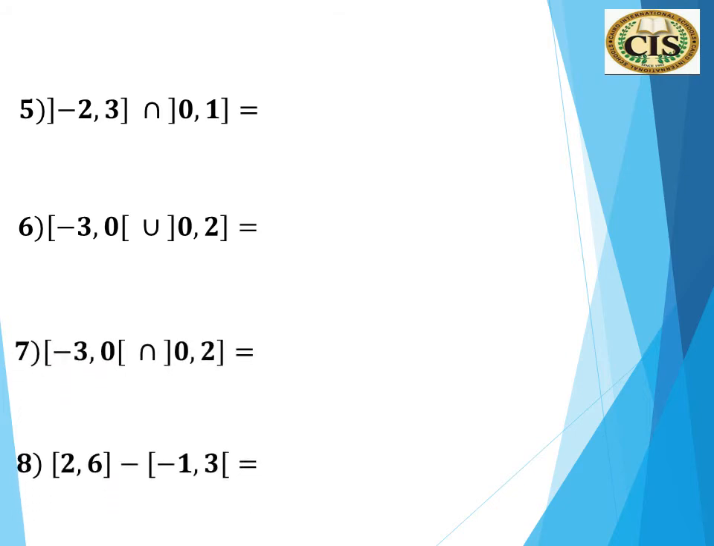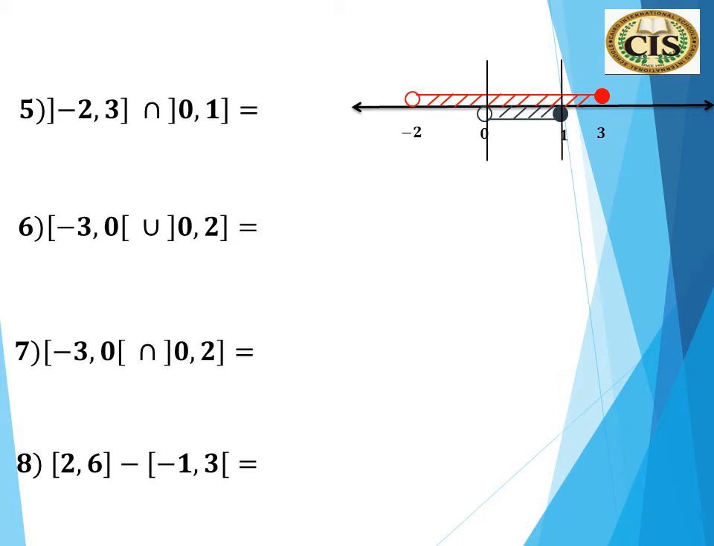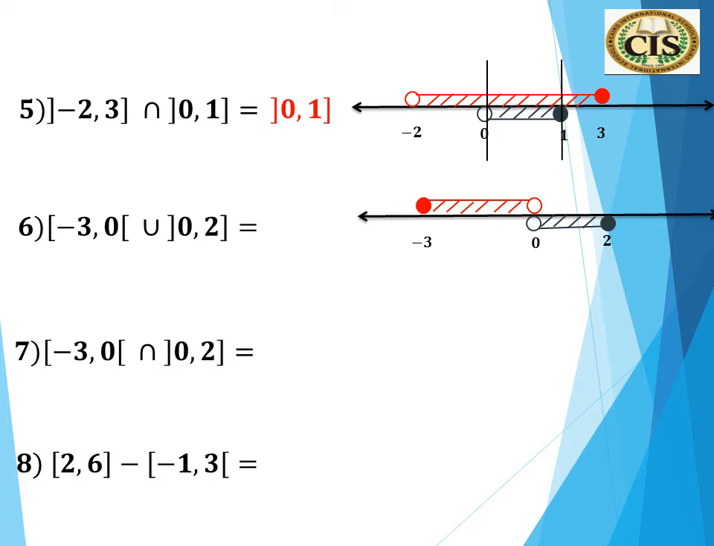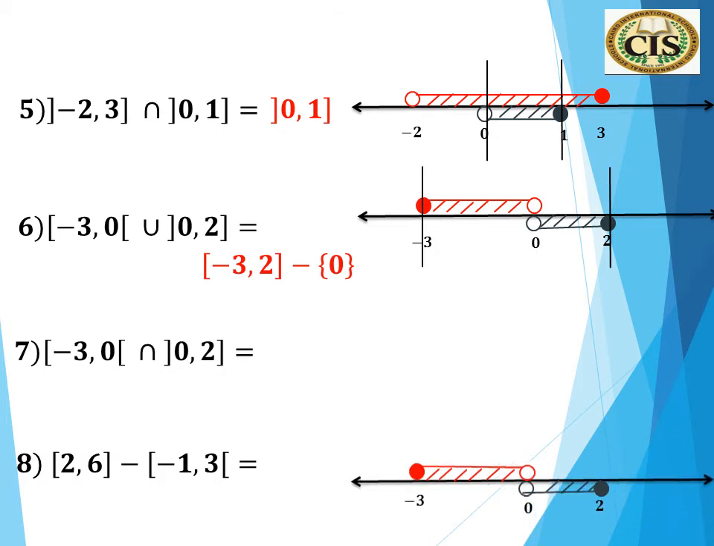Exercise. What about negative 2, 3 intersect 0, 1? From the number line it will be 0 open and 1 closed. The second, negative 3 to 2, but 0 does not belong to the first interval and does not belong to the second interval. So we can write it from negative 3 to 2 except the set of zero, because 0 does not belong to the first and does not belong to the second intervals.